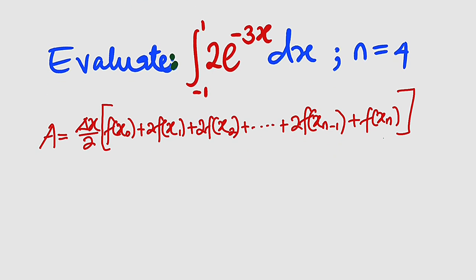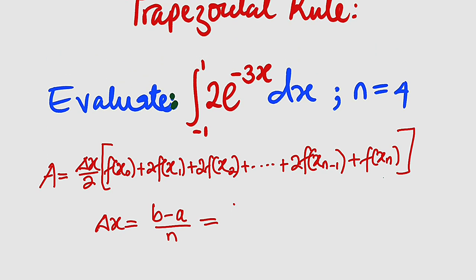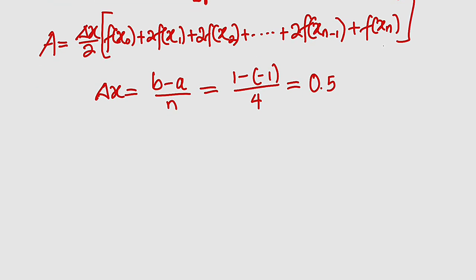All right, I would like to start by finding delta x. Delta x is equal to b minus a divided by n, for which b is the upper limit, a is the lower limit, and n stands for the number of trapezoids. This is equal to, the upper limit is 1, that is 1 minus the lower limit, which is negative 1, divided by n, which is equal to 4. So you can see to the top we have 1 minus negative 1, which is 1 plus 1 equal to 2. So we have 2 divided by 4, which is 0.5.